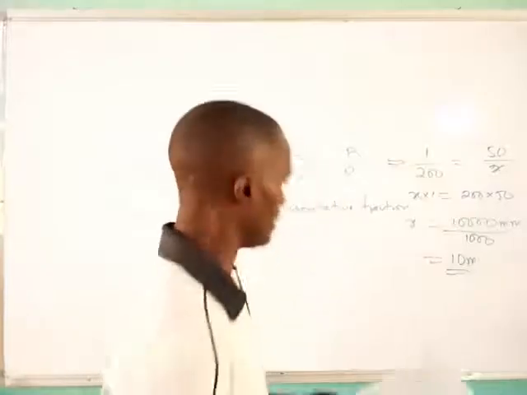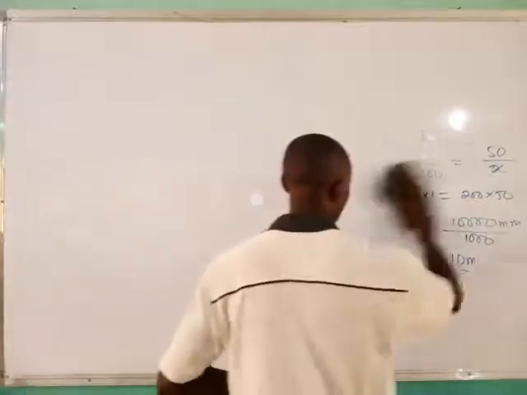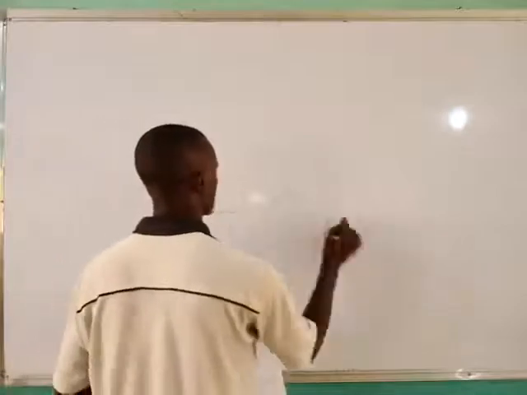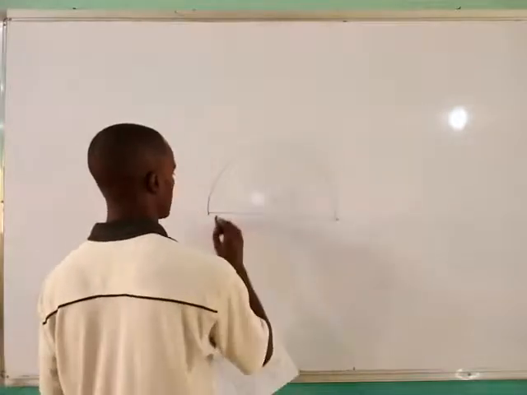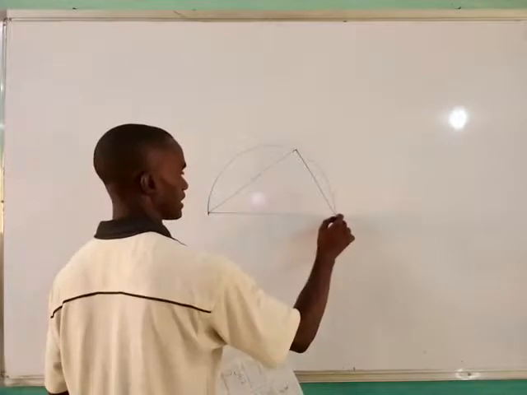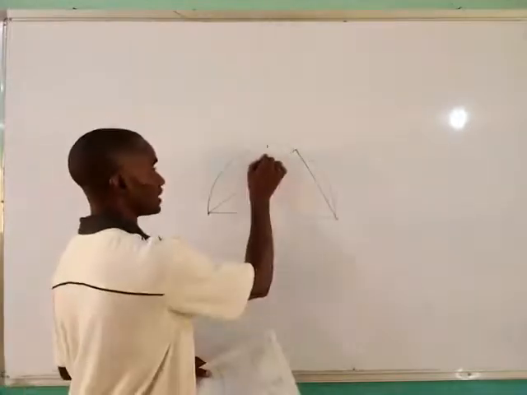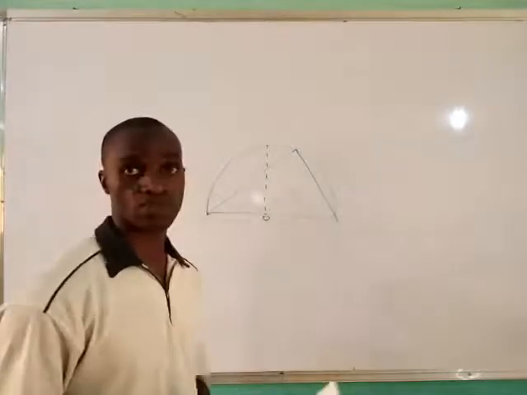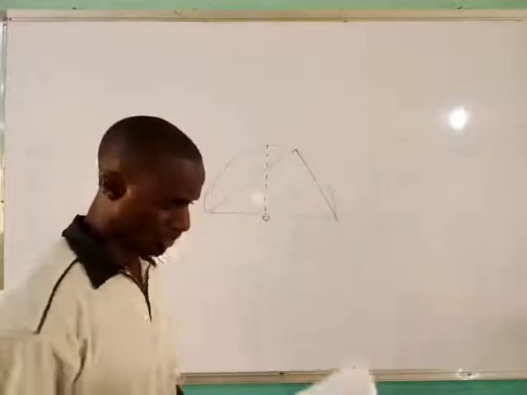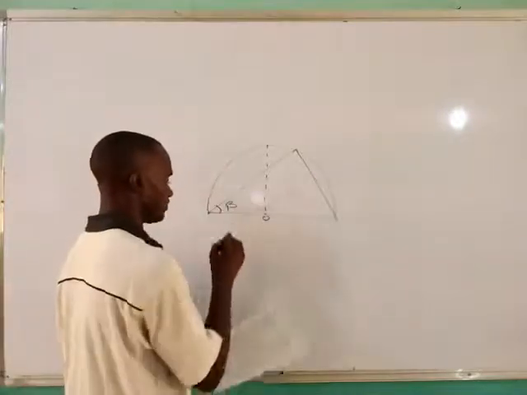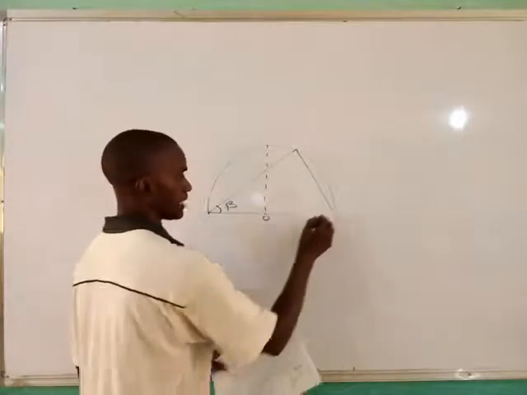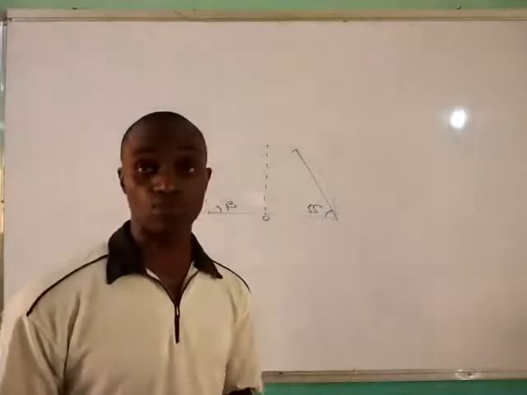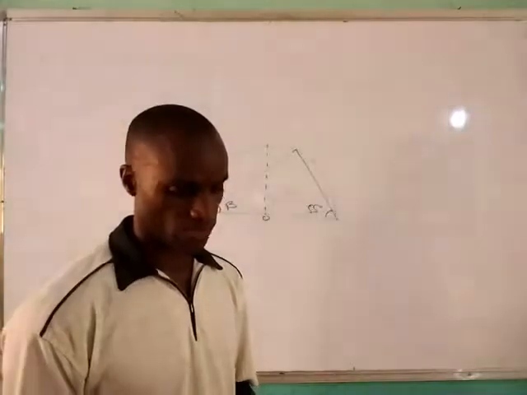Then number 8. We have a semicircle, like that, and then the line goes like this. By every definition, this dotted line tells you that this place is the center of the circle. So automatically, this line is a diameter of that circle. Then the angle here is beta, and the angle here is 55 degrees. They ask us a question: in the semicircle shown in figure 2, the value of the angle beta is what?